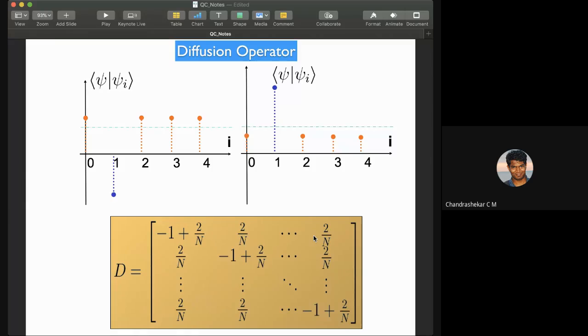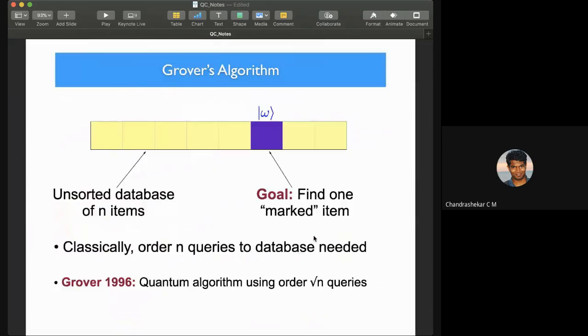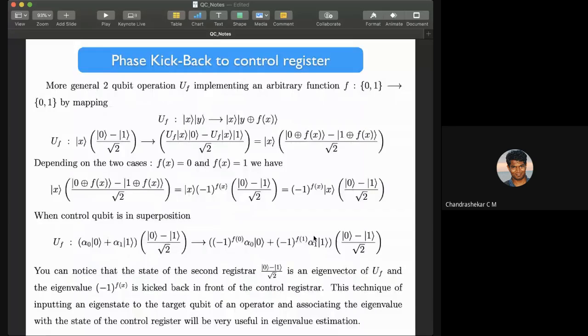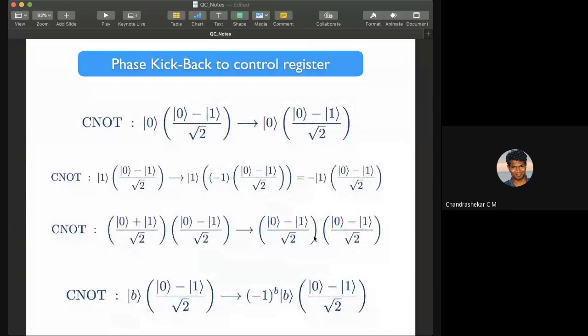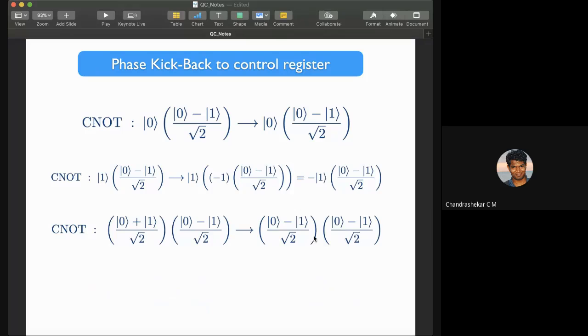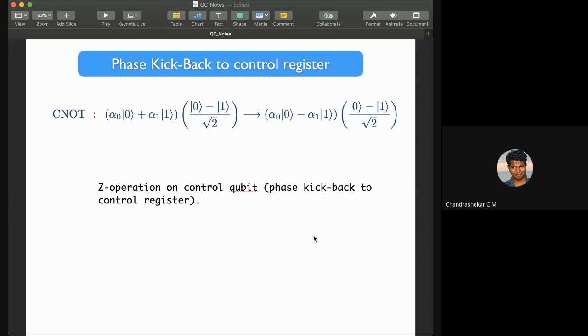Phase kickback PPT. Somebody wants to look at the phase kickback. Okay, is this what you're trying to look at? Simply a phase kickback. Is this the slide you wanted to see? Oh, okay, the next one. This one, is it?